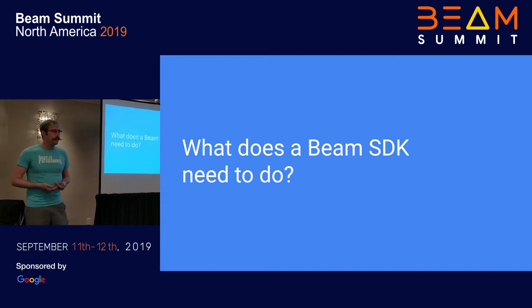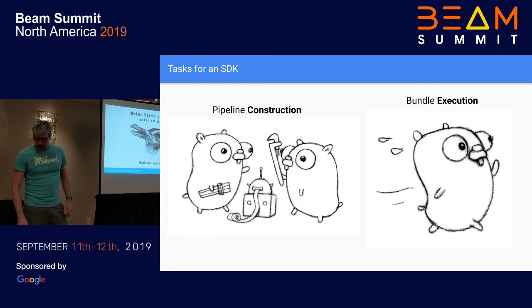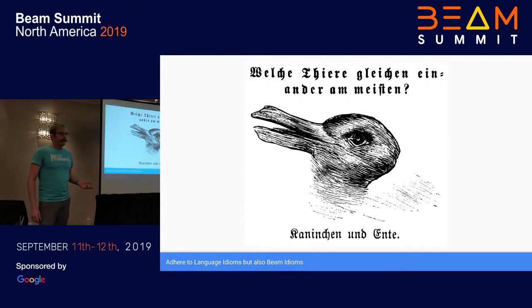From my experience just working on the Go SDK, it felt like there's really two categories of things that need to be done, and that is construction and execution. You need to be able to specify your pipelines in the language of your choice, and then also be able to execute them when the runner hands the bundles back to you. And you'll be seeing a lot of these cute little gophers throughout this talk, because that's just how Go rolls. But the other part of what SDKs need to do is that both also need to mesh well with the language that they're written in, as well as also match all the model stuff for the Beam.